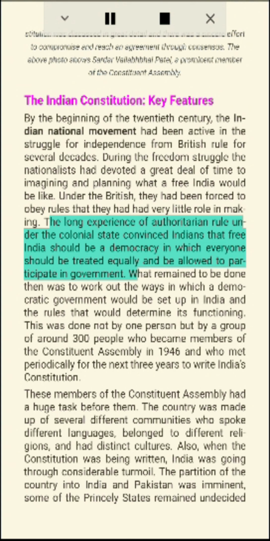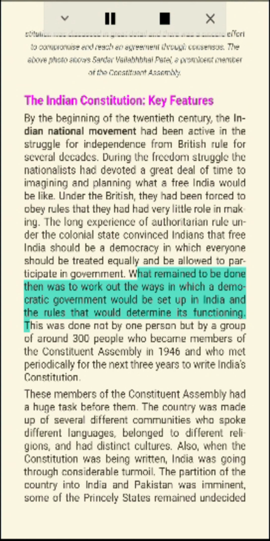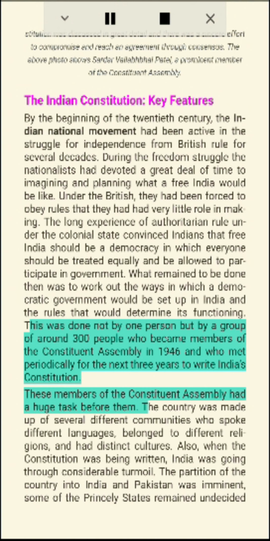The long experience of authoritarian rule under the colonial state convinced Indians that free India should be a democracy in which everyone should be treated equally and be allowed to participate in government. What remained to be done then was to work out the ways in which a democratic government would be set up in India and the rules that would determine its functioning.